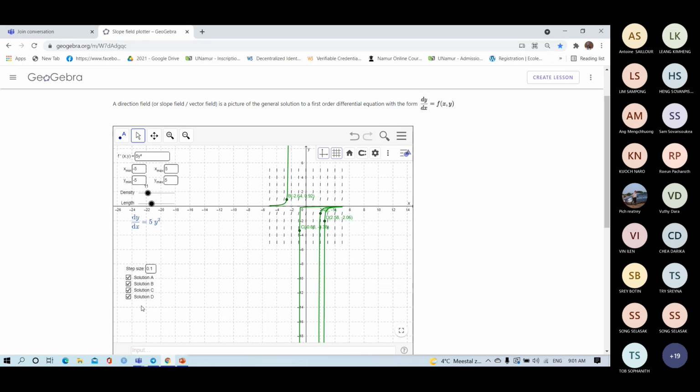This is the way you can learn about the slope field, but how can I draw the phase diagram? The phase diagram you cannot draw with the tool here. You have to draw it by hand, for systems. So this is one practical class. Okay, do you have other questions?